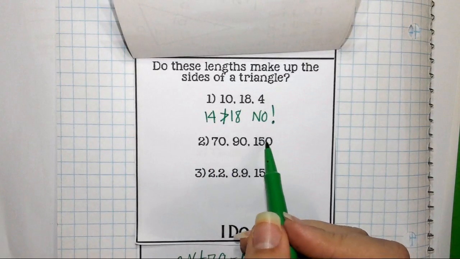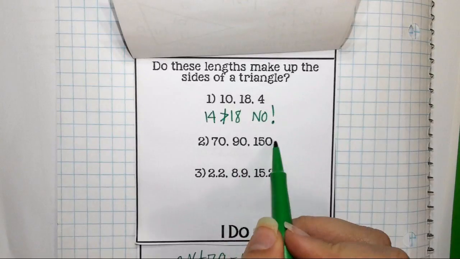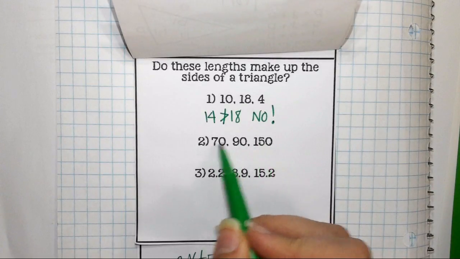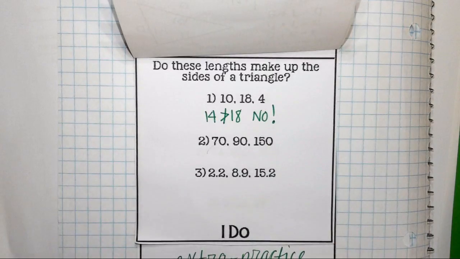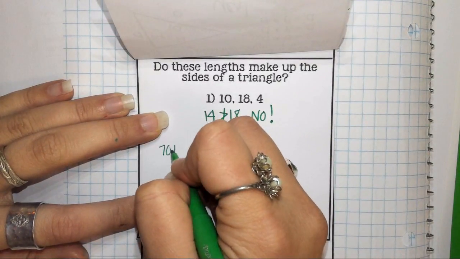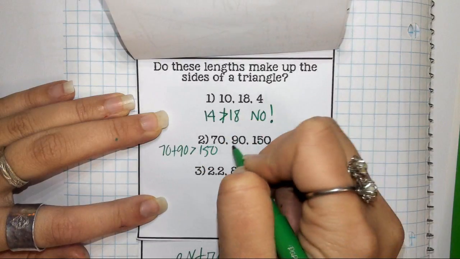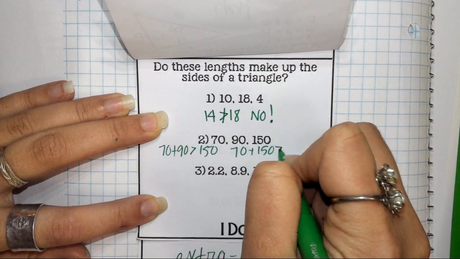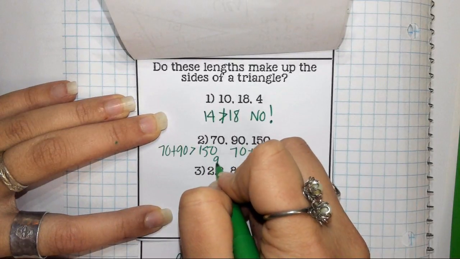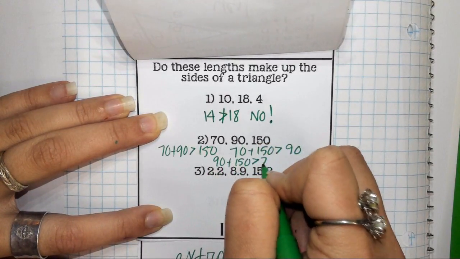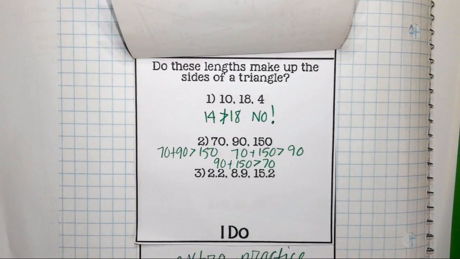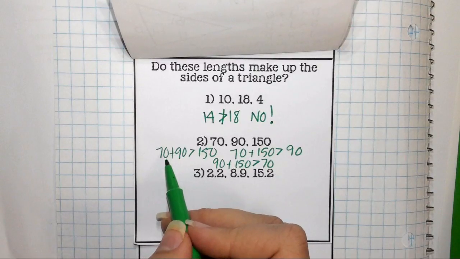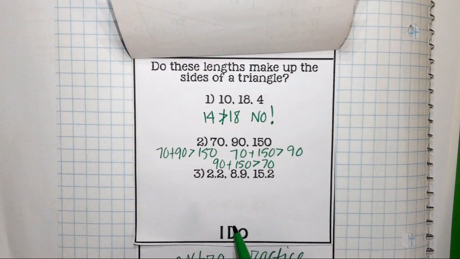So on number 2, what I would do is I would do 70 plus 90, see if it's greater than 150. And then if it is, then you need to do the others as well. That's a good question. So start by doing that. And then you would do 70 plus 150 and see if it's greater than 90. And then you would do 90 plus 150 and see if it's greater than 70. Like that. Does that help? You have to write it down. If you can just write that 70 plus 90, which is 160, you can write 160 is greater than 150. Yeah, that's fine.